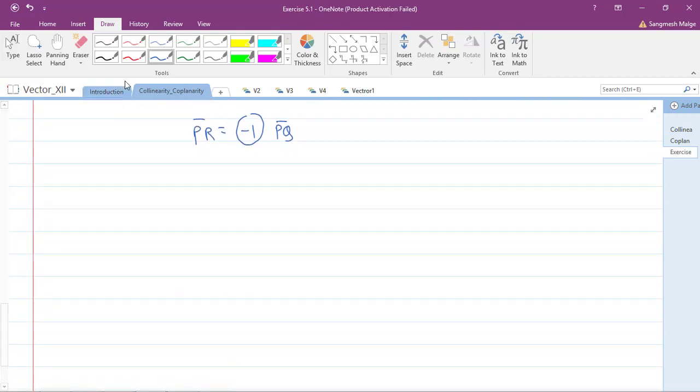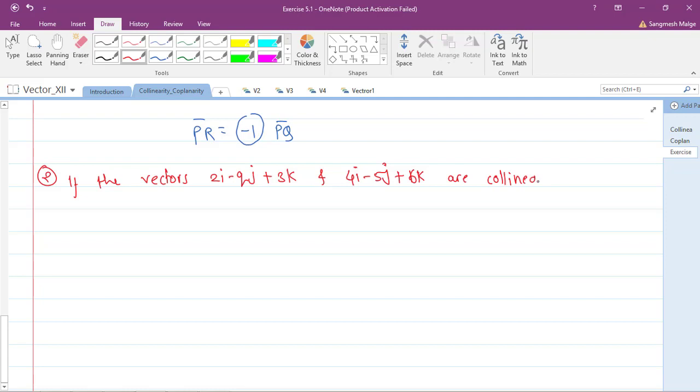What is the second question? Come to the second question. Second question is, if the vectors 2i minus qj plus 3k and 4i minus 5j plus 6k are collinear, then find the value of q. then q कितना है भाई? अभी देखो वो खुद से बोल रहे कि these points are collinear points, means what?